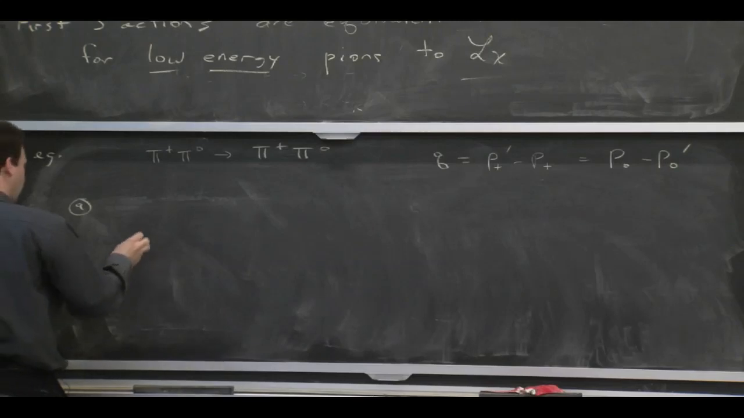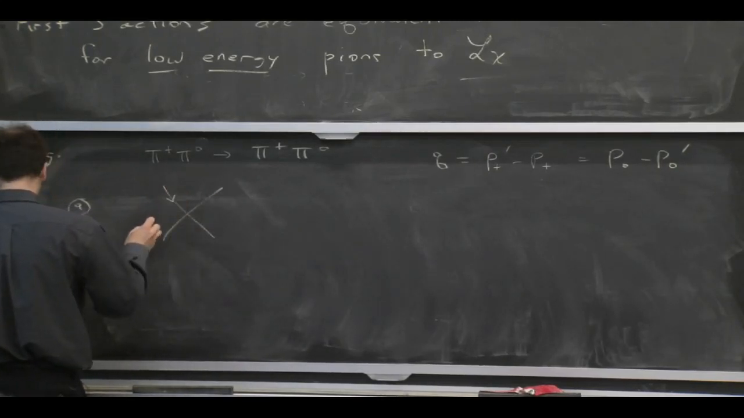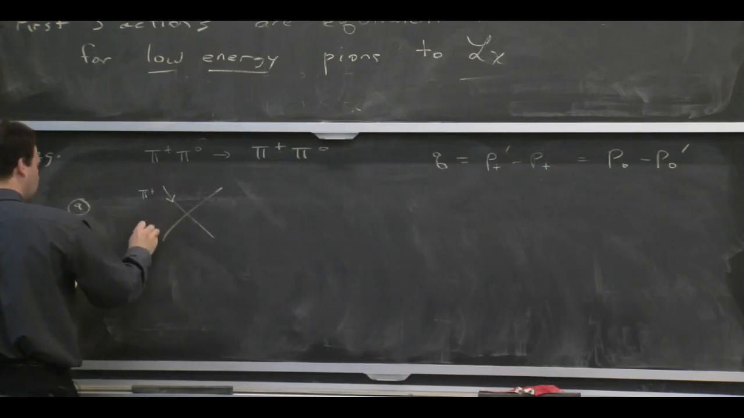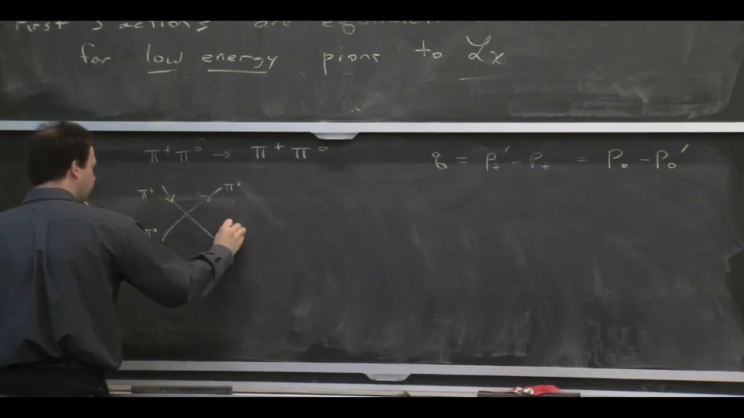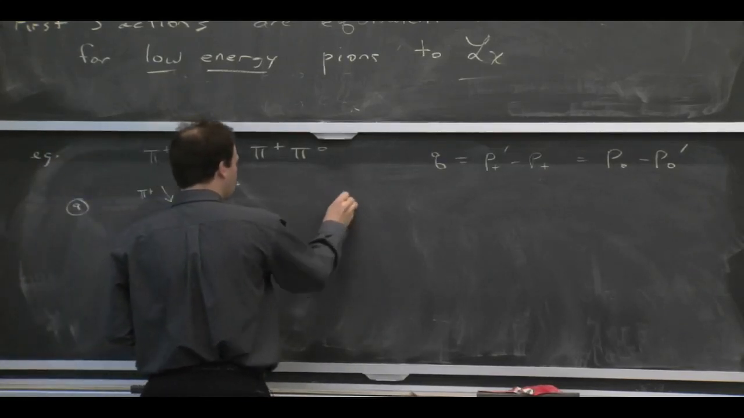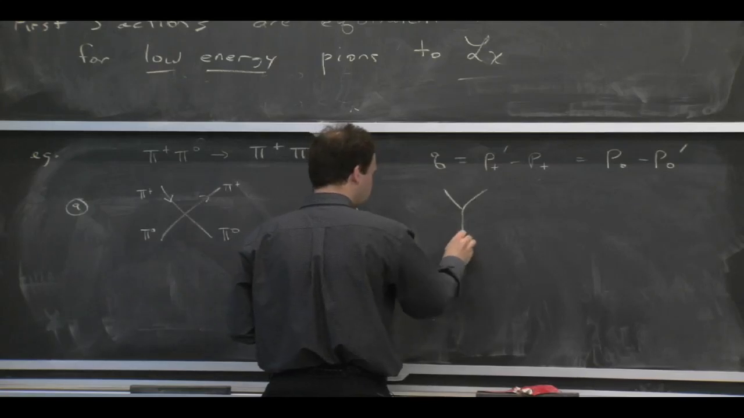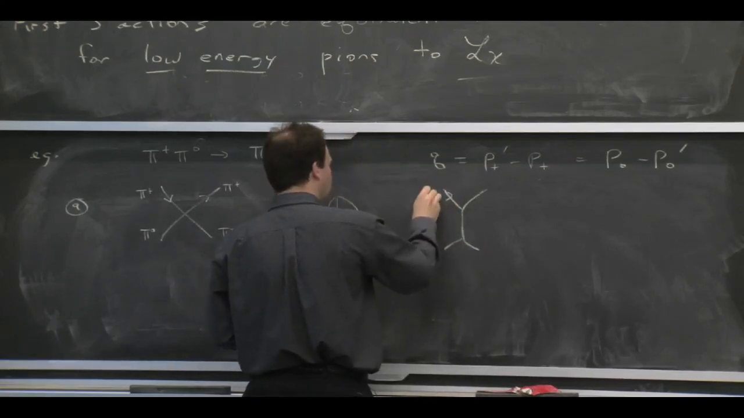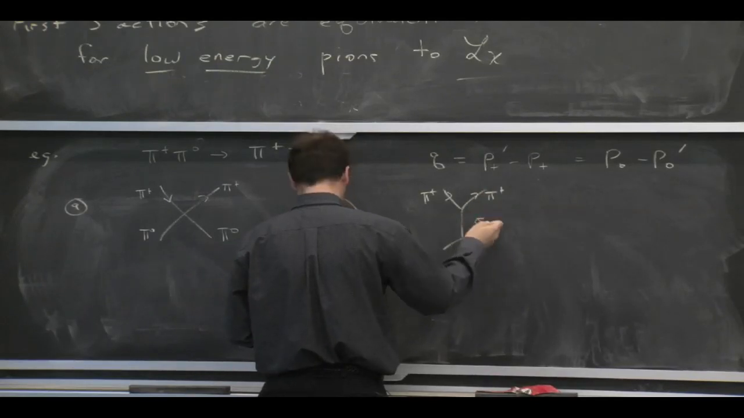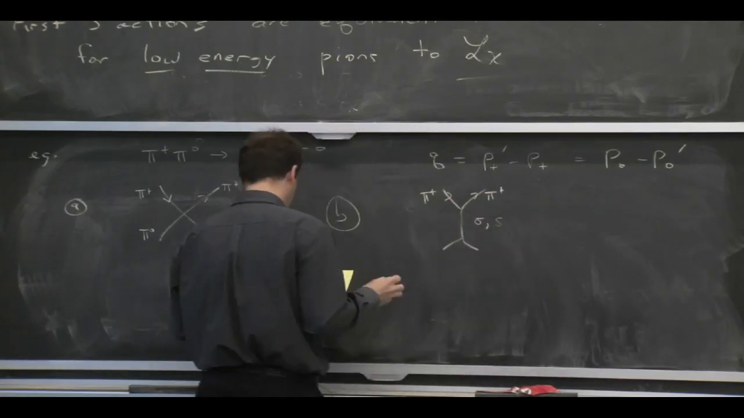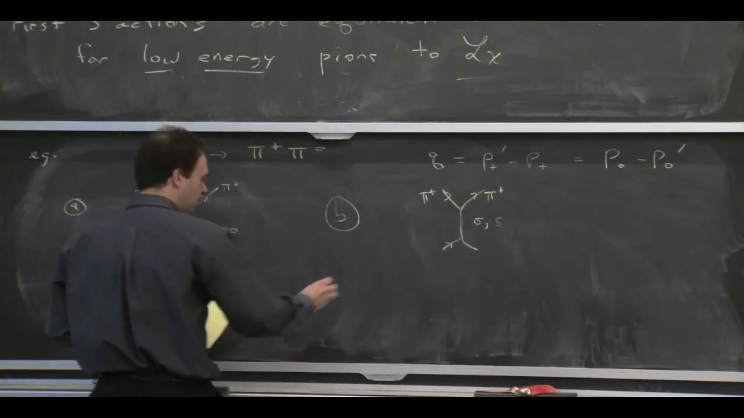And there's two types of diagrams that can come in. You could have a direct scattering diagram, or you could have an exchange diagram. So this is pi plus coupling to either the sigma or the S, depending on which representation we're using. And then the pi 0's down here.